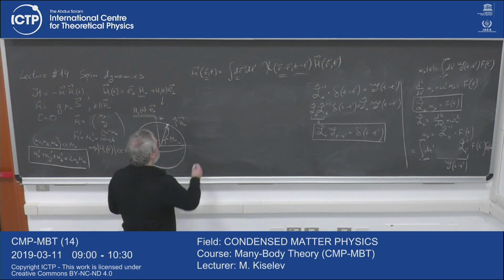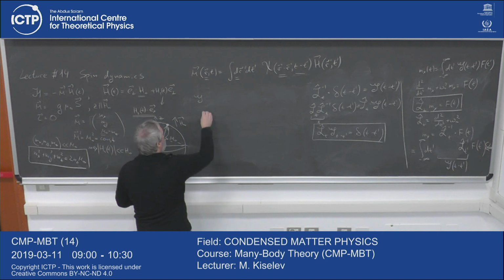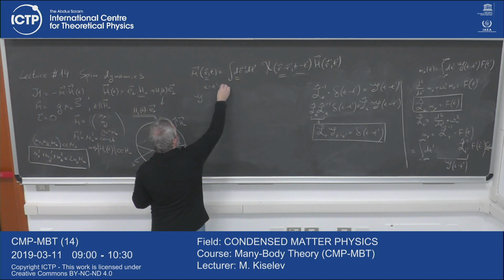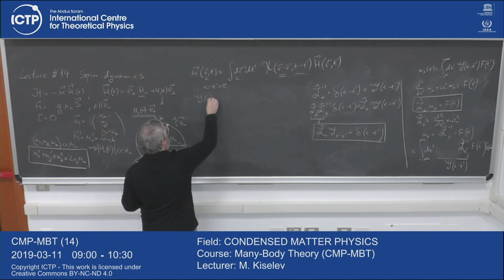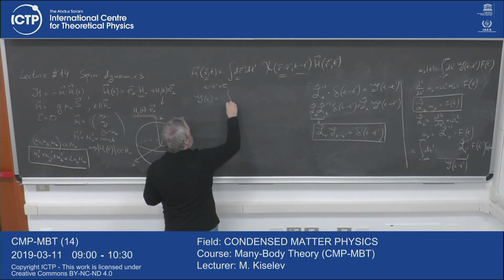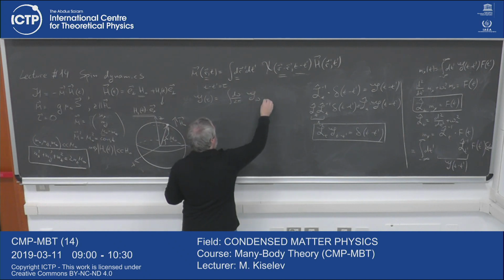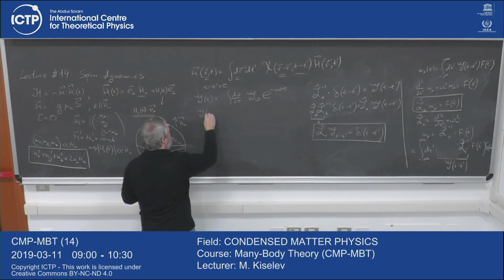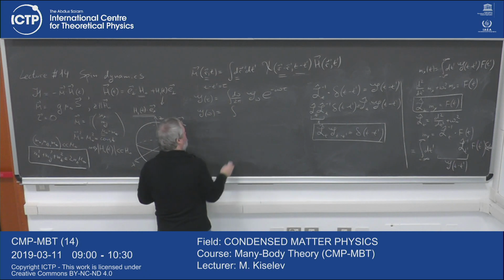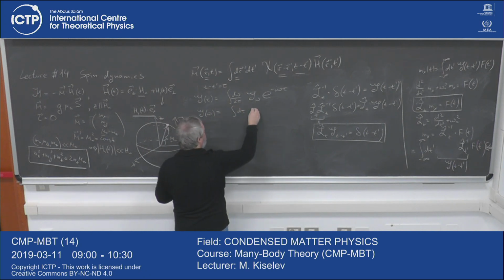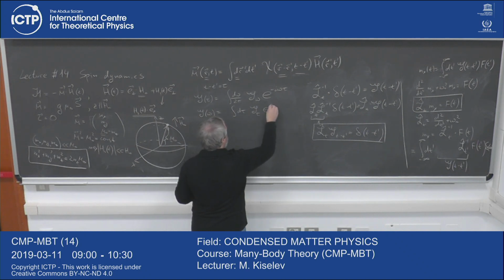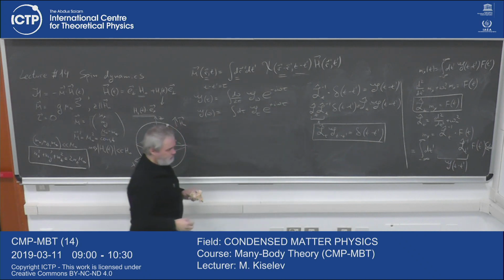Okay, I denote t minus t prime equal to tau. So G(tau) is equal to the integral over d omega over 2 pi G(omega) e to the power minus i omega tau, and G(omega) is equal to the integral over d tau G(tau) e to the power plus i omega tau. Okay?